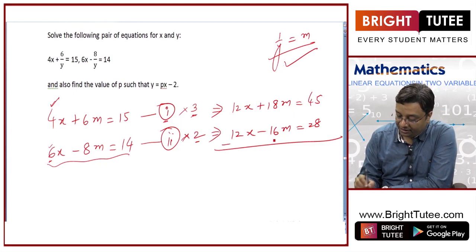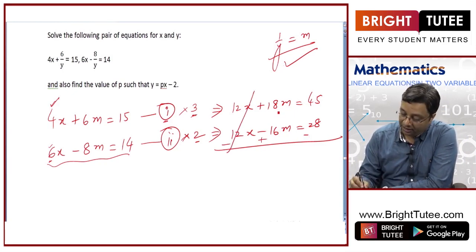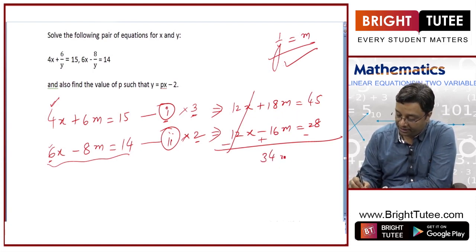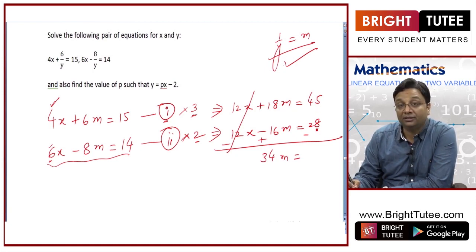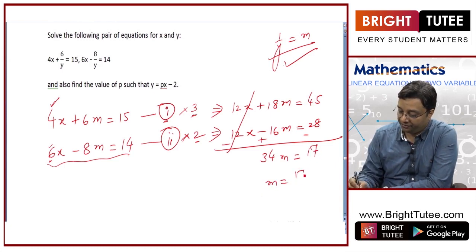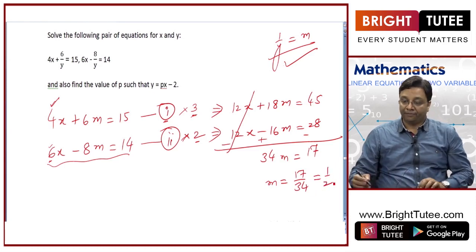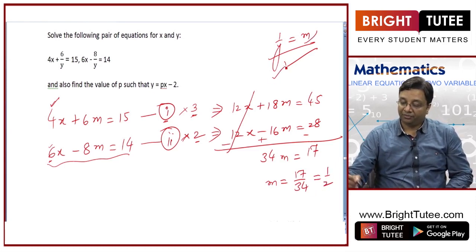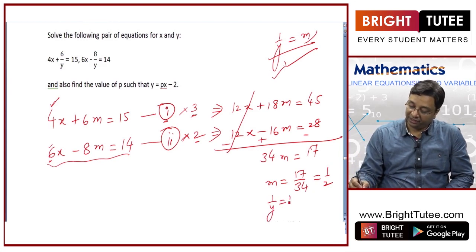Now if I subtract these, 12x will cancel out, and 18 plus 16 is what? 34m, and it is equal to 45 minus 28, that is 17. So m is equal to 17 by 34, that is 1 by 2. Okay. And what is m? m is 1 by y. Hence 1 by y is equal to 1 by 2, which gives me y equal to 2.